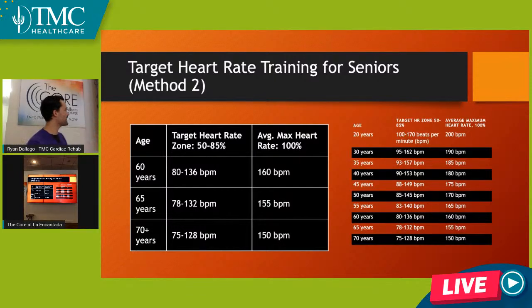65, average max heart rate of about 155. We're looking at about 78 to 132. At 70 years of age or more, max heart rate of 150, we're looking at about 75 to 128. If you're younger than 60, and if you're looking for that information a little bit more simplified, I also put a graph towards the left for you as well.